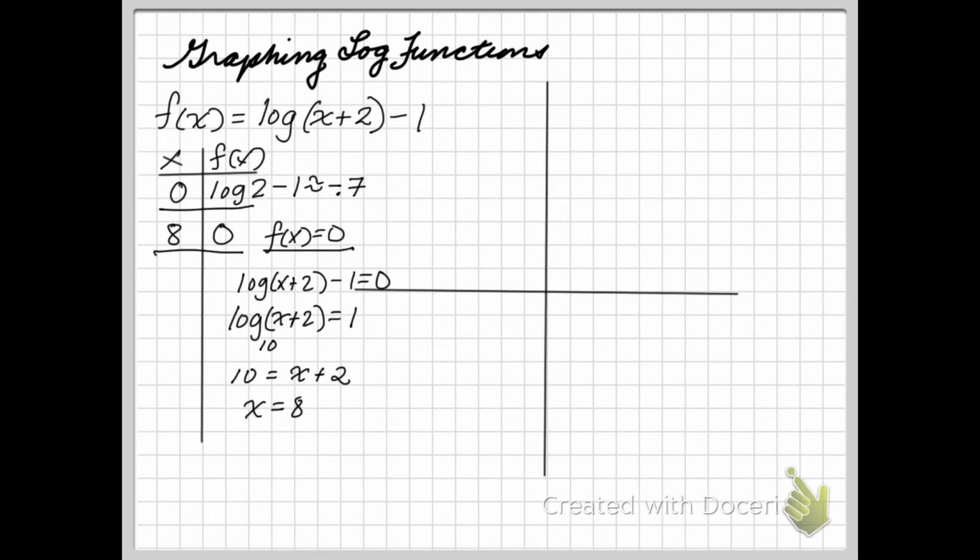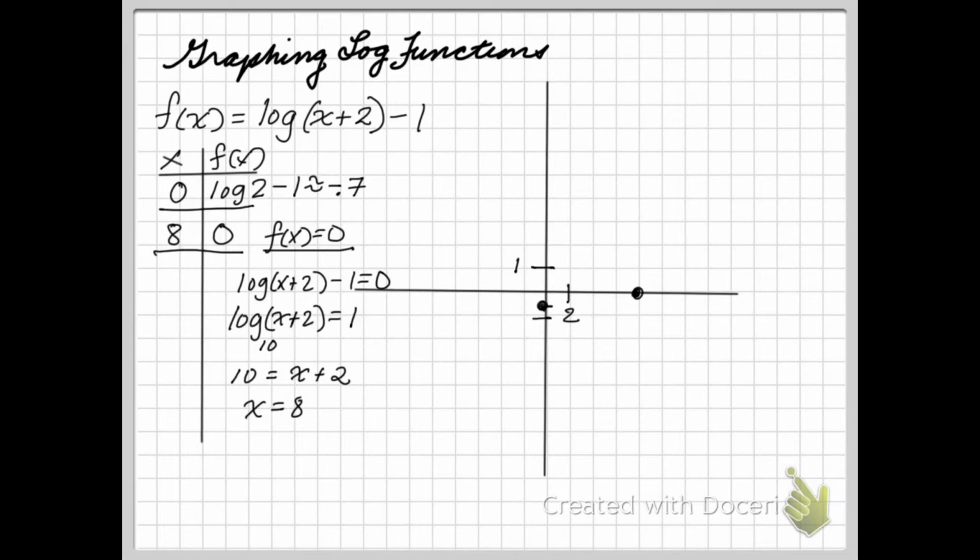So on my scale here, maybe I want to do my x scale at 2 and keep my y scale at 1. We can have a different x and y scale. And then graphing the y-intercept at -0.7 is going to be there. And graphing the x-intercept at 8 is going to be there.